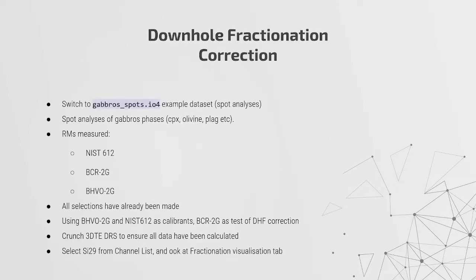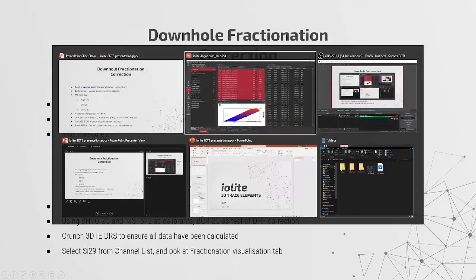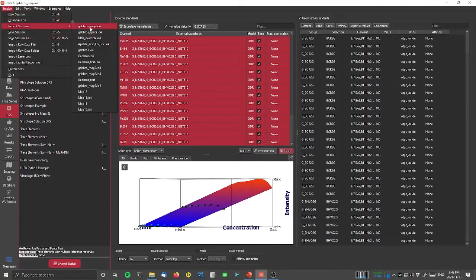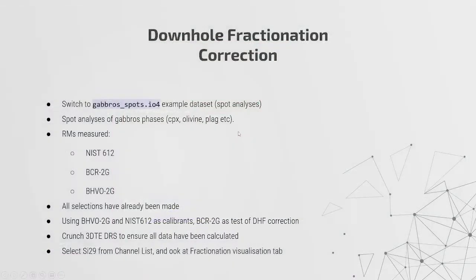Before we do that though, let's have a look at this spots experiment. So this was a spot experiment where we've measured some gabbro phases and we've measured some spots of NIST612, BCR2G, BHVO2G. And in this case, we're going to use BHVO2G and NIST612 as our calibrants and BCR2G as our test of this downhole fractionation correction. So let's open that experiment. I have it in my list of recent experiments. This is the gabbro spots.